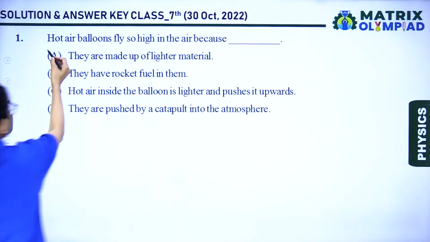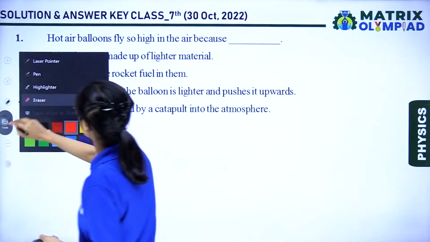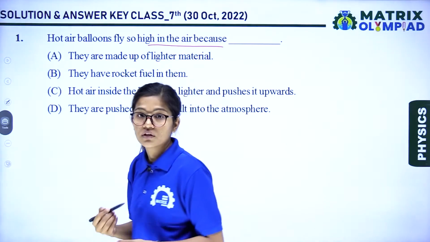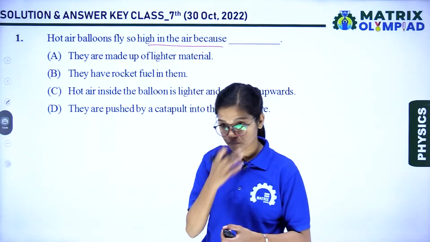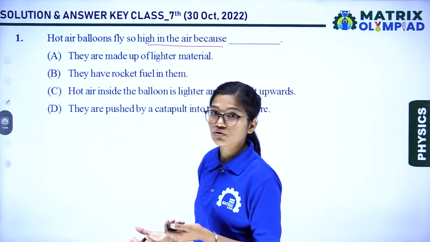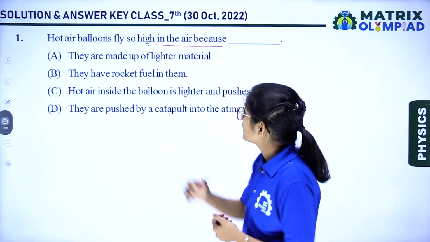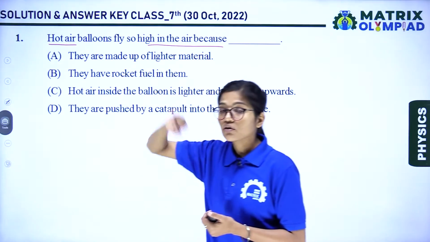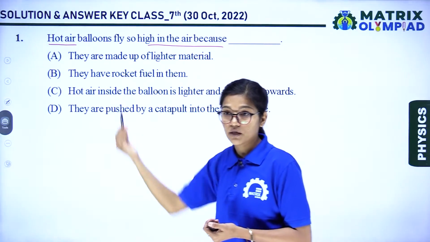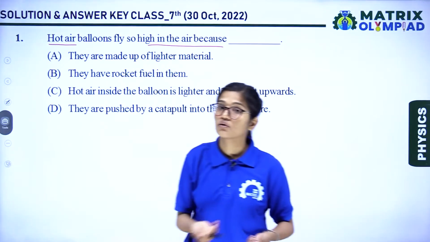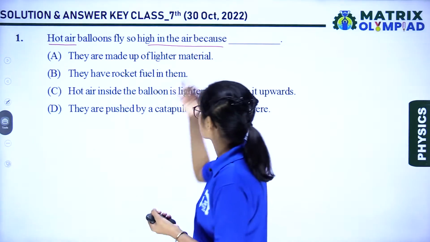Hot air balloons fly so high in the air because... Whenever air particles get heated up, they become lightweight and go upward. When a balloon is filled with hot air, that hot air is much lighter in comparison to the regular atmospheric air, so it will go upward.